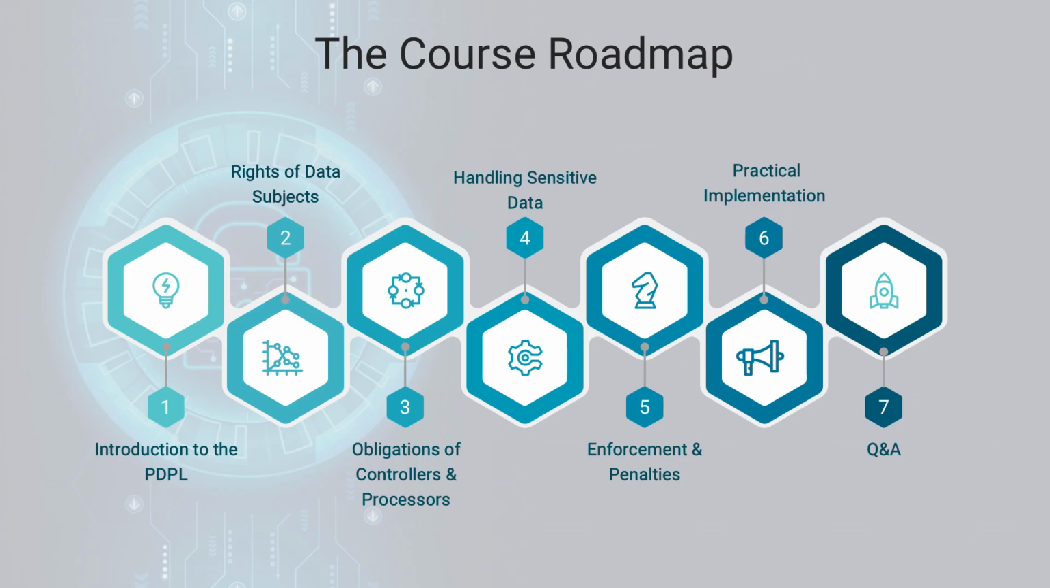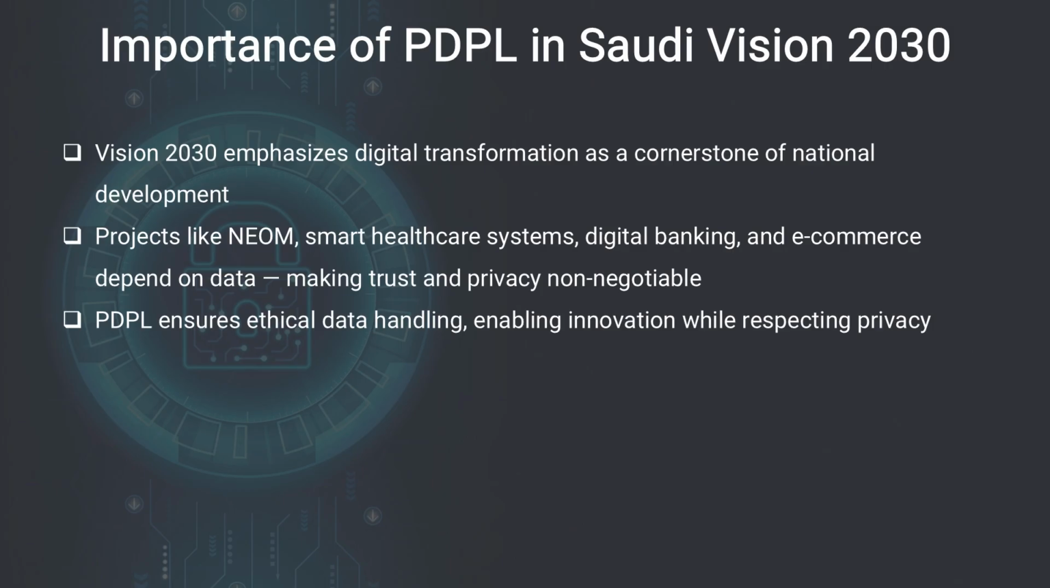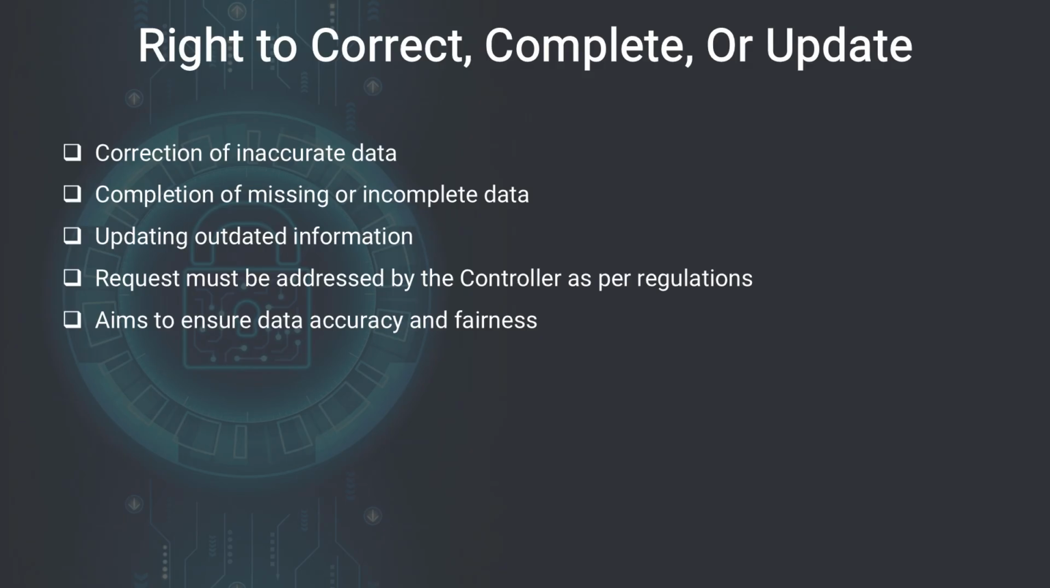Now, let's walk through the structure of this course so you know what to expect in each section. We'll begin with Section 1, Introduction to the PDPL, where we explore the background, objectives, and scope of Saudi Arabia's PDPL, why it was introduced, who it applies to, and how it fits into the global privacy landscape. In Section 2, Rights of Data Subjects, we'll cover the rights granted to individuals under PDPL, such as the right to access, correct, and delete their data, and the responsibilities organizations have in upholding these rights.